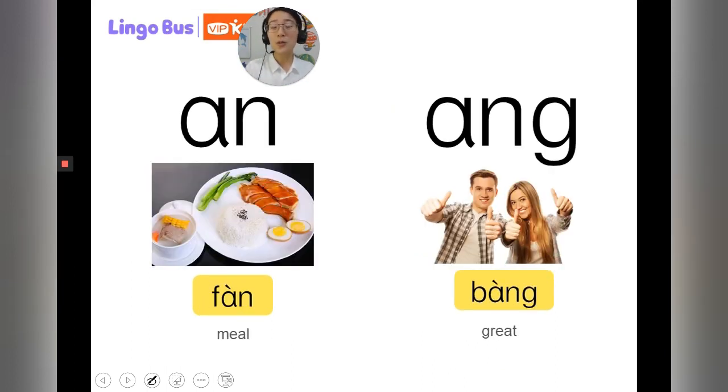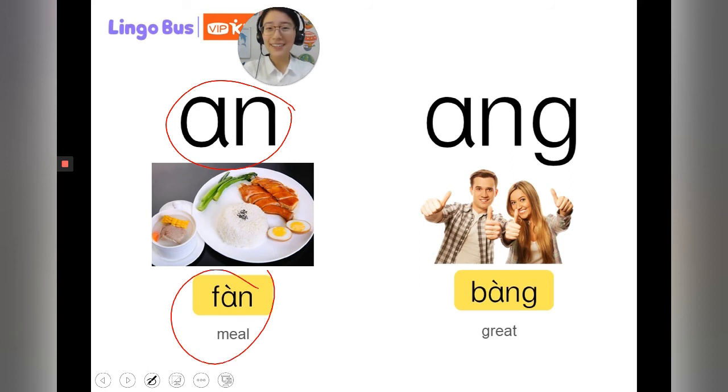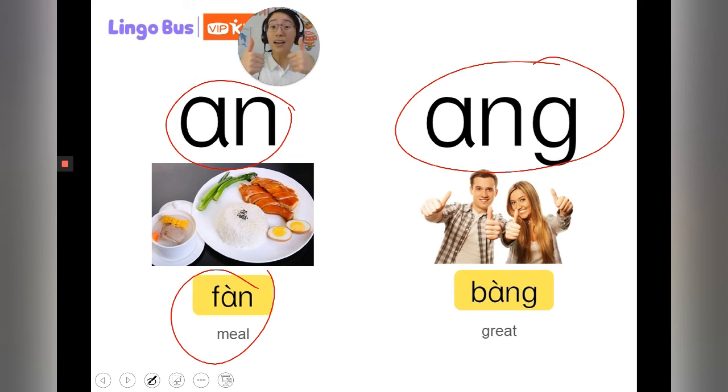Great. In this last group, we have a meal, and the meal in Chinese is 饭. We just learned that eat is 吃. So have a meal is 吃饭. Can you have a try? 吃饭. Good job. This one is great, and great in Chinese is 棒. You're great. 棒.